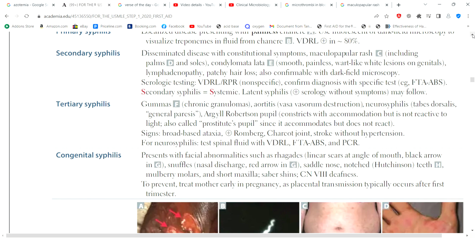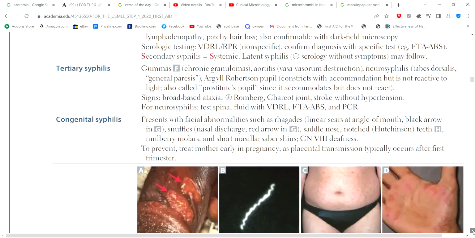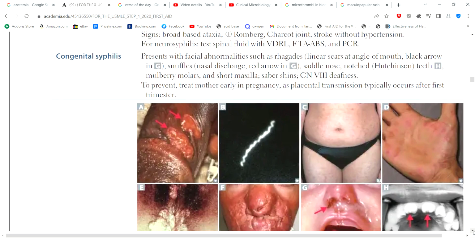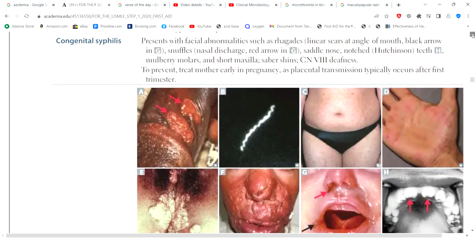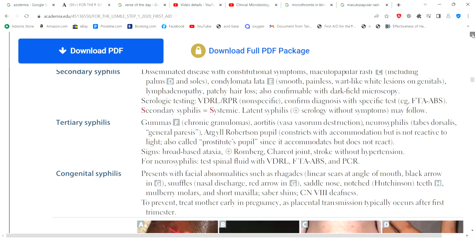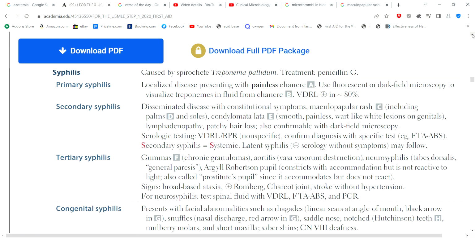And condylomata lata. I don't know how to say it. Condylomata lata. So this is what that is. It is a symptom of secondary syphilis on the genitals. It is smooth, painless, wart-like white lesions on the genitals.